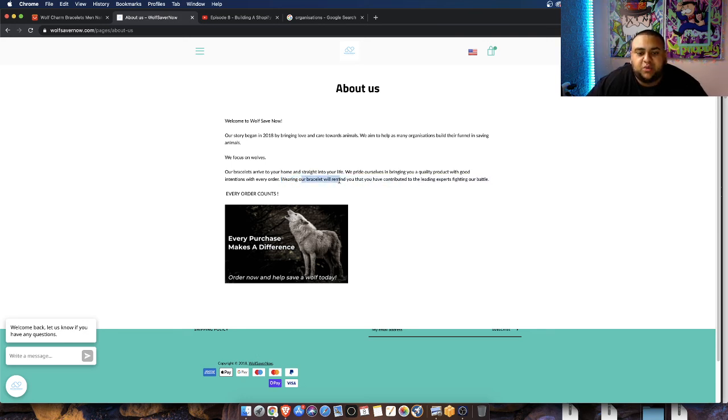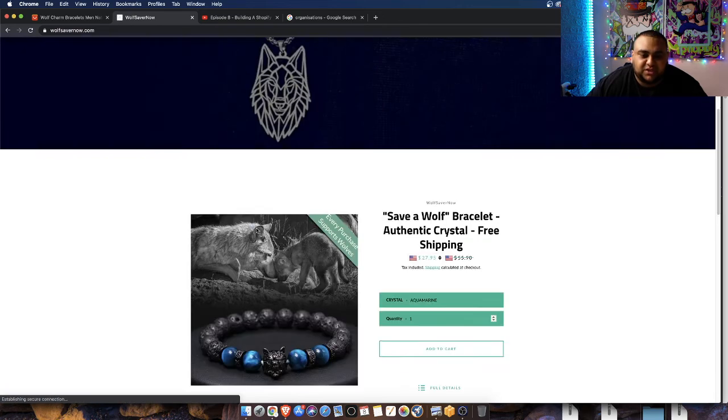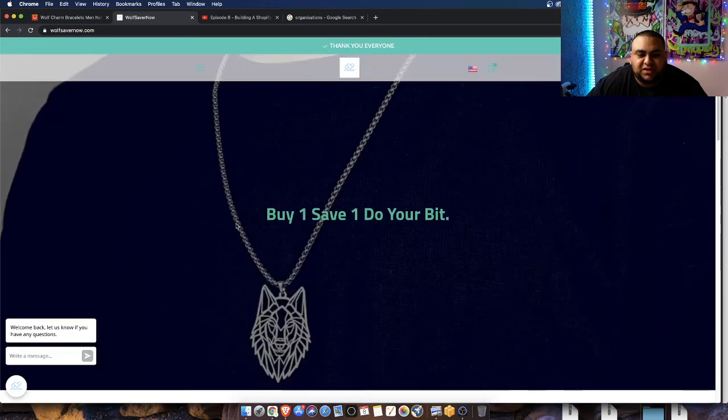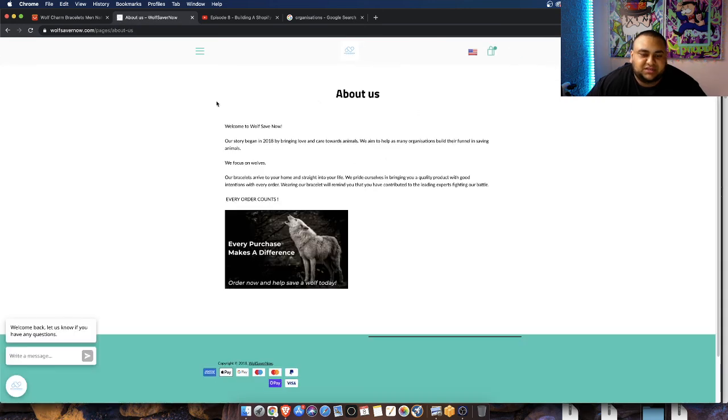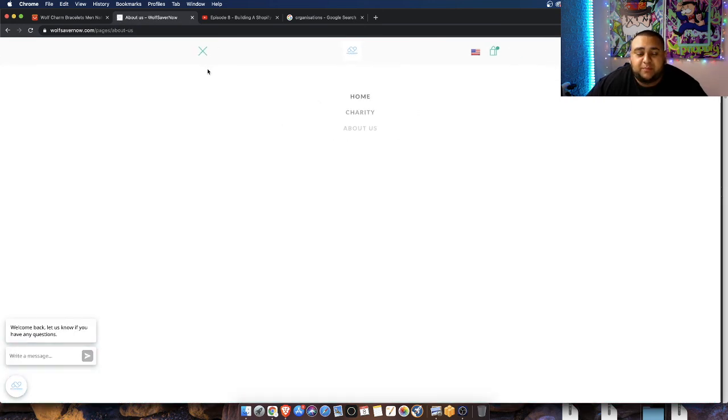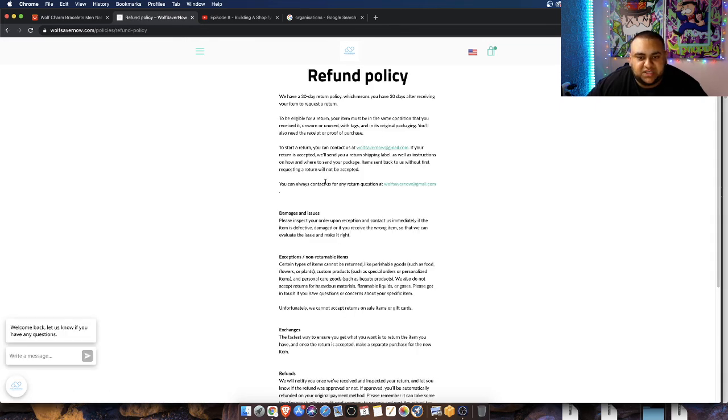Wearing our bracelet will remind you that you have contributed to the leading efforts. Every order counts. This website is not all that. I'll be honest with you. Because it's not about the wolves. It's about you, right? So About Us, a lot of people do About Us wrong, but About Us can be very, very powerful. For the sake of it, let's just click on refund policy here.